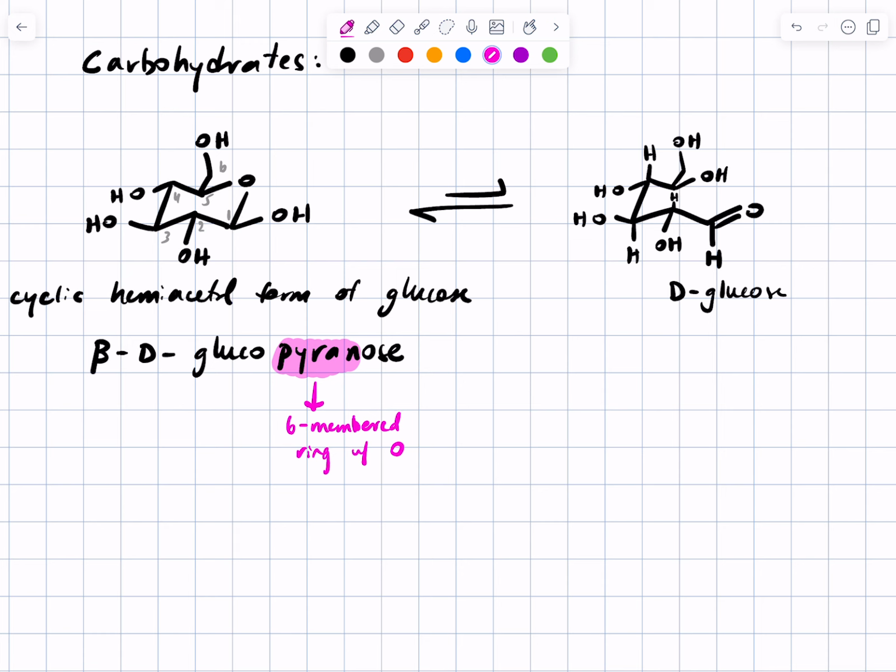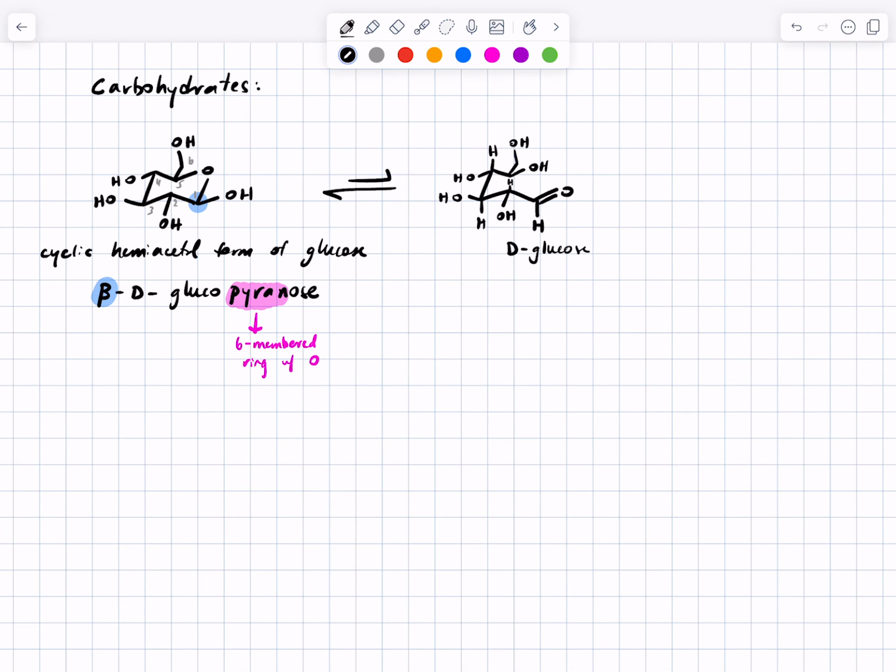We'll see that some sugars like fructose later on, we won't do fructose in this chapter, but we'll get to it when we talk about metabolism. We'll see fructose is a furanose, that is, it has a 5-membered ring cyclic hemiacetal form. The beta tells you about stereochemistry at carbon 1. Okay? When we draw glucose like this and the OH at carbon 1 is up, we call that beta. If the OH were down, we would call that alpha.